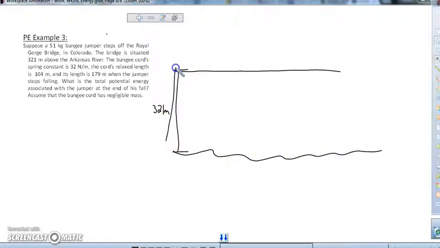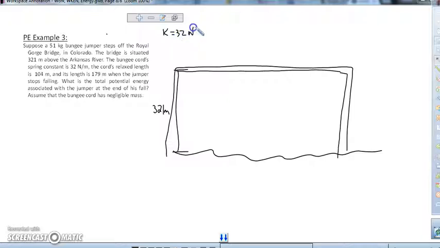I'll draw a bridge right now. Here's the bridge. Beautiful bridge. Excellent. Good skills. Okay, so that's the bridge. The bungee cord has a spring constant. I'll just extract that out here. It's 32 newtons per meter.